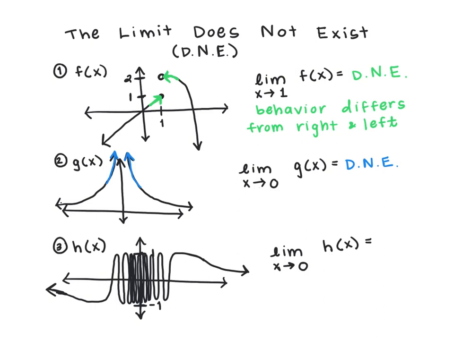And if my function is going off to infinity, it can go off to positive infinity or it could go down to negative infinity. We call this unbounded behavior.